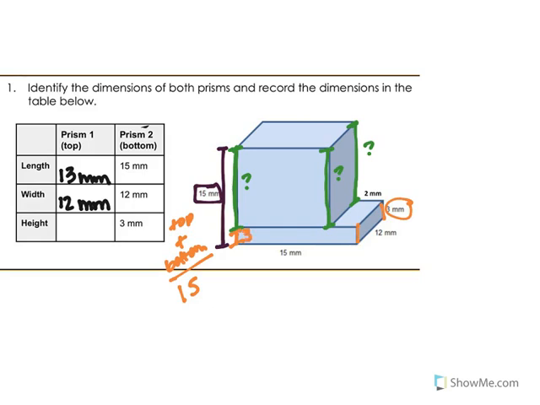So if the bottom height was 3, and then we add that to the top height, that should equal 15. I'm going to think, 3 plus what equals 15? Or we can do 15 minus 3 equals 12. So the height of our top figure is 12 millimeters. Notice how I had to use total length, width, and heights and partial length, width, and heights of the bottom prism to help myself solve for the missing length, width, and heights of the top prism.